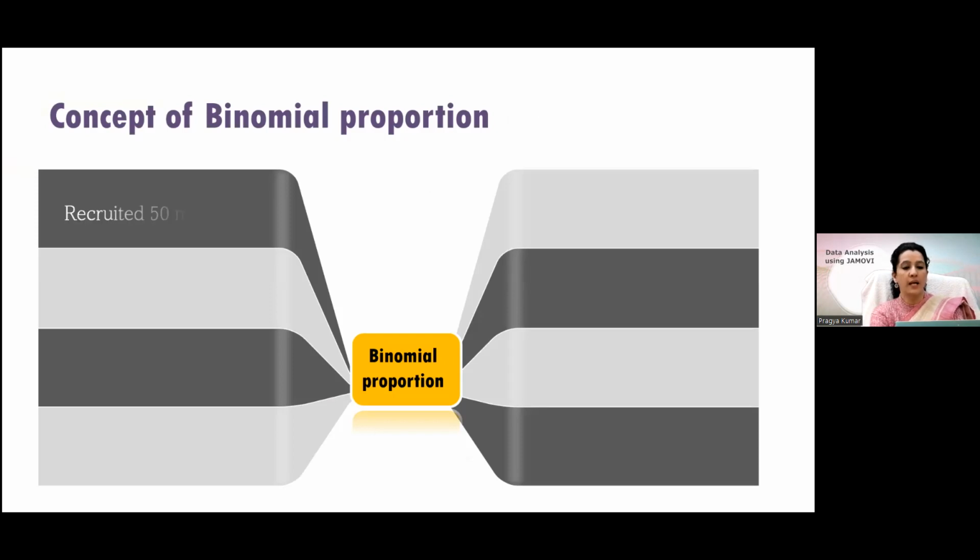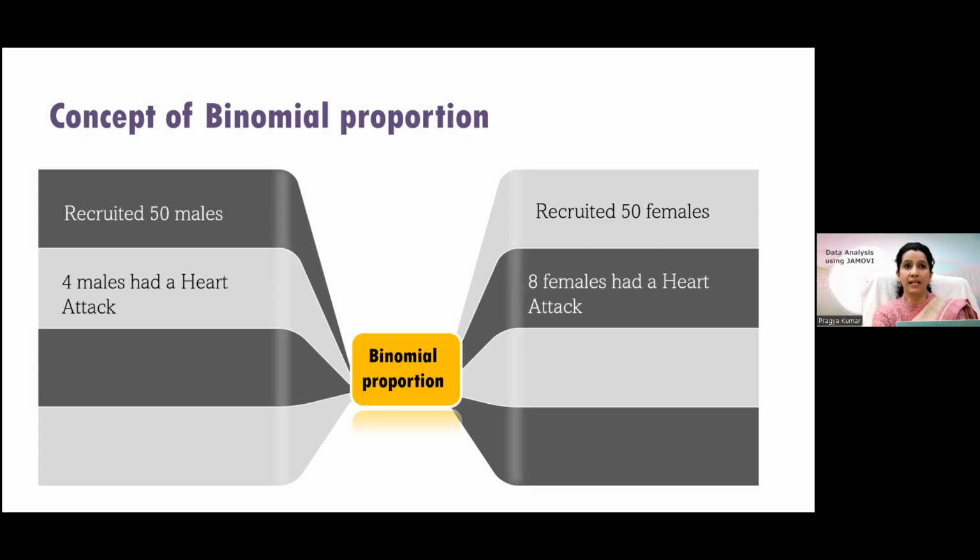So what is a binomial proportion? Suppose you have recruited 50 males and 50 females. Again, I'm not recruiting 50 husband and wife pairs, and I'm not seeing 50 wives and 50 husbands, because there should be independent samples. So 4 males had a heart attack and 8 females had a heart attack.